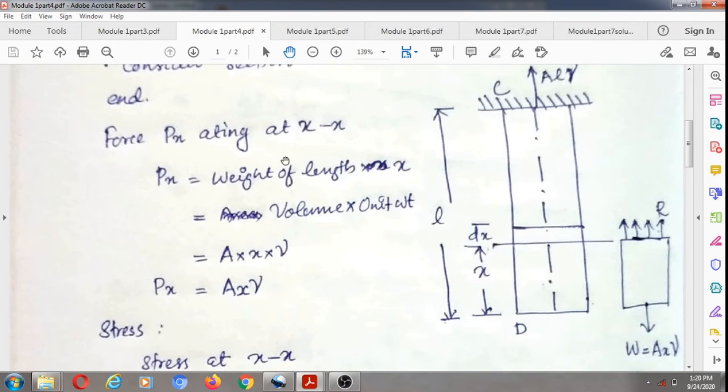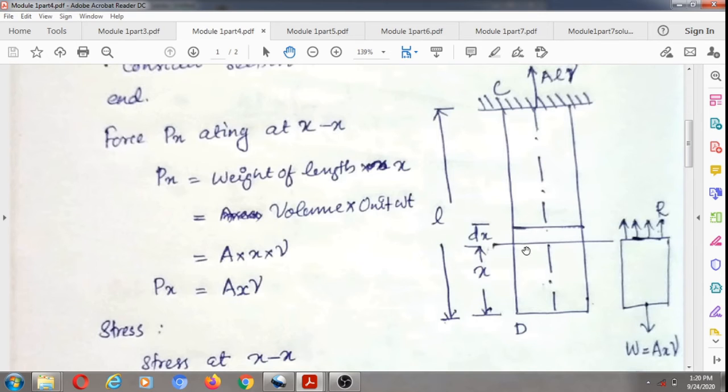Force Px acts at x, force Ps acts at xs. Consider a section xs here. Then here we know that some amount of force is acting on this. Then how do you find that force?